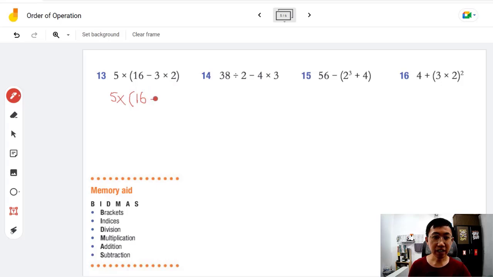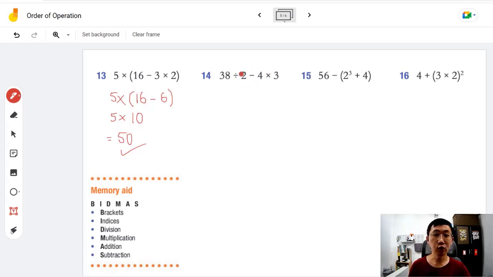So do the bracket now. 16 minus, you copy back. 3 times 2. You have to do this one first. So 3 times 2, that's going to get you 6. Close the bracket. Remember that. Now continue to solve whatever is inside the bracket. This one you still need to keep copying. 5 multiply. 16 minus 6, that's going to get you 10. And then only you can solve this. 5 times 10, that's going to get you 50. That's question 13.